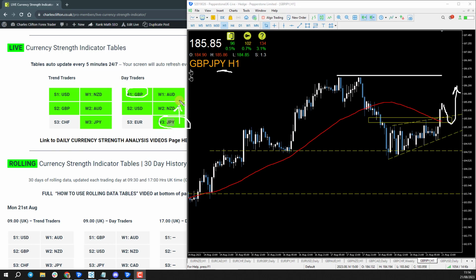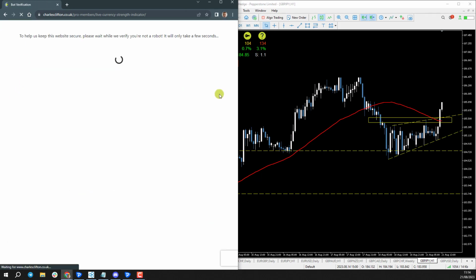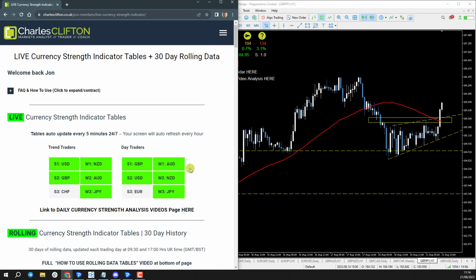I think that yen is probably going to start climbing on this day traders side of our table. Let's actually flick over on here. Let's just give it a little refresh. Let's see if we get any kind of notification that the yen is starting to move back to the upside. Obviously this does refresh as well, but I'd just like to click it manually to make sure that it has refreshed. The tables do auto update every 5 minutes. But it's still sitting at W3 at the moment.